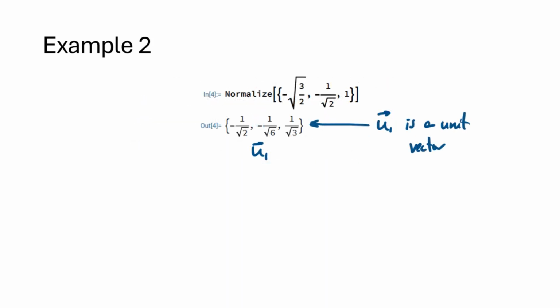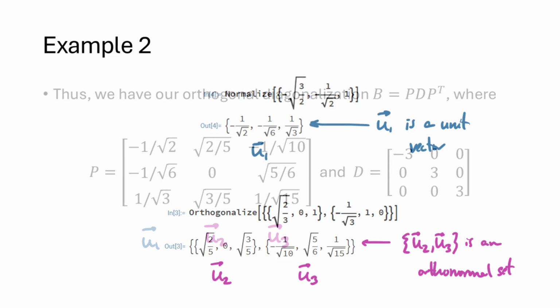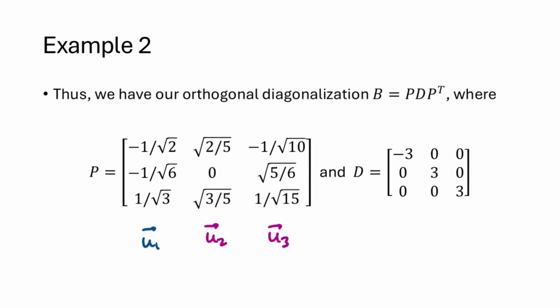We need to normalize v1 to get the vector that we'll call u1. So u1 is now a unit vector and still a basis for the first eigenspace. And then we'll use the orthogonalize command. Remember, that's the command in Wolfram to apply Gram-Schmidt. So that'll give us u2 and u3, which is a basis for the second eigenspace. And because these two eigenspaces are orthogonal to each other, we can assemble them into a matrix that we'll call P.